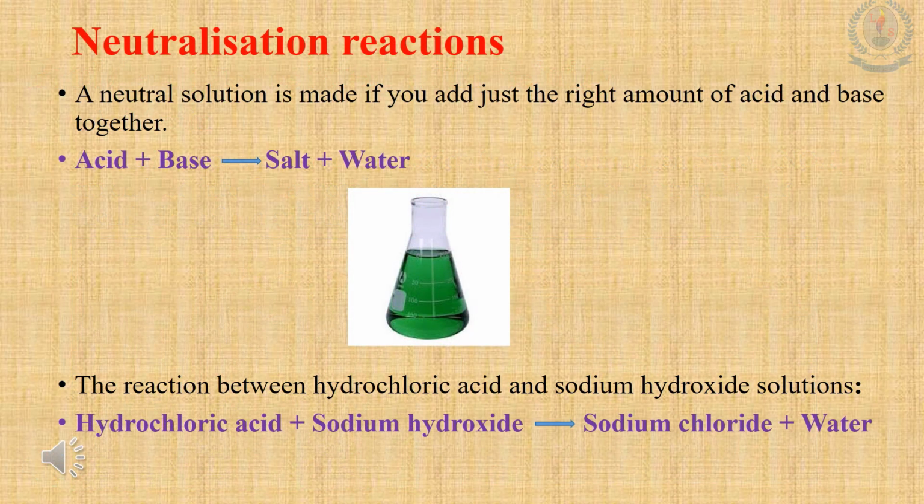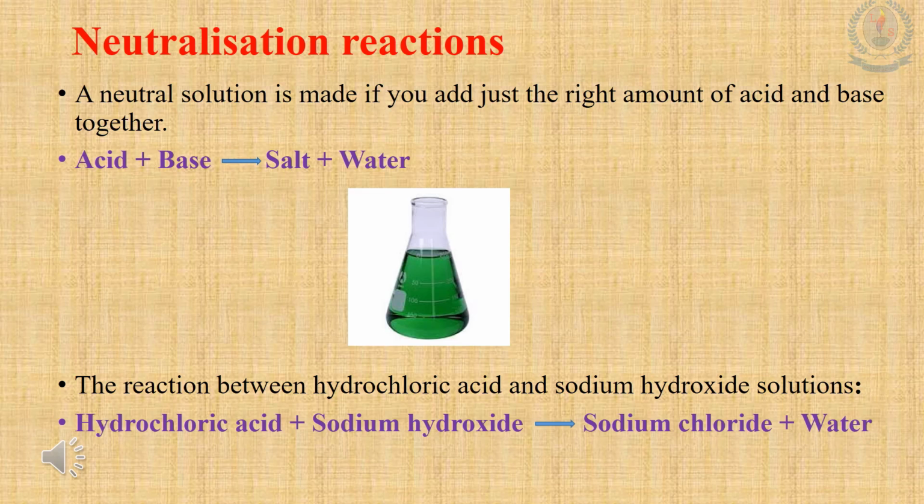Now let's move on to neutralization reactions. What is neutralization? Neutralization is a chemical reaction that happens when mixing an acid and a base. A neutral solution is made if you add just the right amount of acid and base together. When you add acid to base, it will form salt and water. This neutralized solution is neither acidic nor alkaline. The pH of this solution is 7 and it will turn green with the universal indicator.